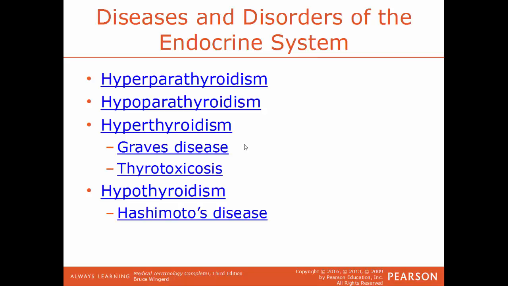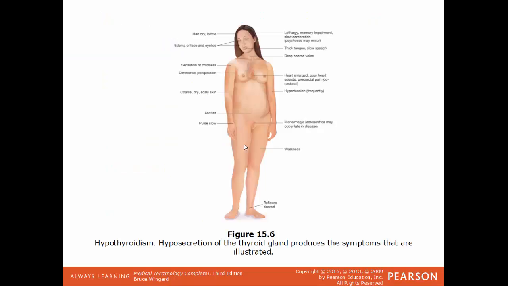The opposite of that would be hypothyroidism, where you have an abnormally low amount of hormones produced by the thyroid gland. A very common example of this would be Hashimoto's disease. And this is an autoimmune condition. Your immune system is attacking your own thyroid gland. Alright, in this image we have an example of someone with hypothyroidism. And some common symptoms that you'll see. The hair becomes very dry and brittle. There's a very sensitive sensation of coldness. The skin becomes very scaly and dry. There's a very irregular pattern of menses in females. The tongue becomes thicker. The voice becomes deeper. So there are any number of symptoms that will indicate hypothyroidism.